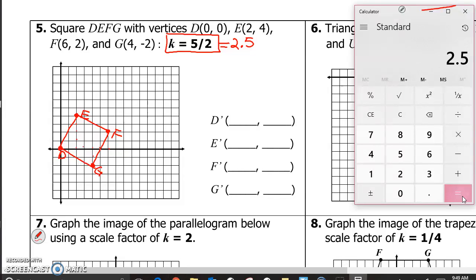Okay, so the first point, D, both of them are 0. When we multiply anything by 0, we're going to get 0. So we could take 2.5 times 0. We're still going to get 0. So the first point, D, is exactly the same, 0, 0. But it's still going to enlarge, I promise. I'll show you. So for point E, we have to take 2 times 2.5, and we get 5. And then the second point is 4, so 4 times 2.5 and get 10.